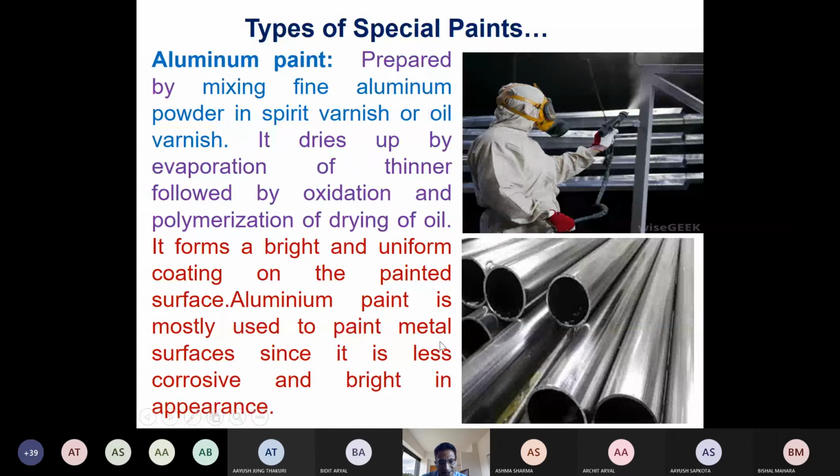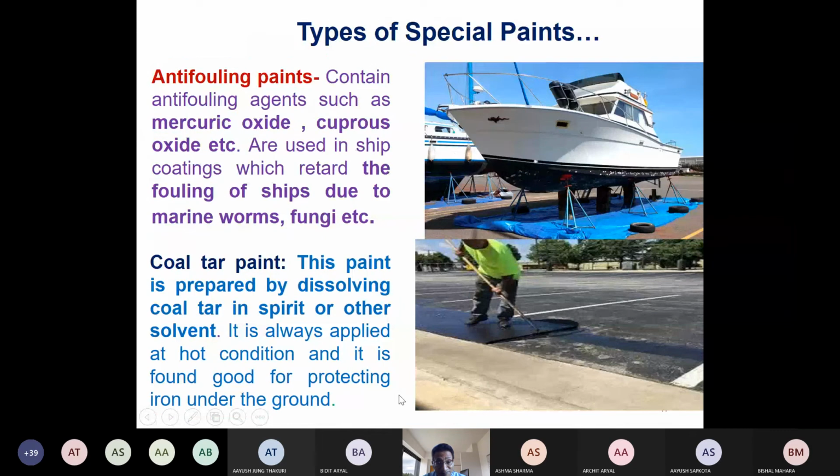Metal surface मा हाल्दाखेरि rust पनि लाग्दैन अनि appearance पनि shining हुन्छ. And anti-fouling paint, anti-fouling paint itself tells what kind of paint it is. It contains anti-fouling agents such as mercuric oxide, copper oxide, used in ship coating, which retard the bad smell of ships due to marine worms and fungi.